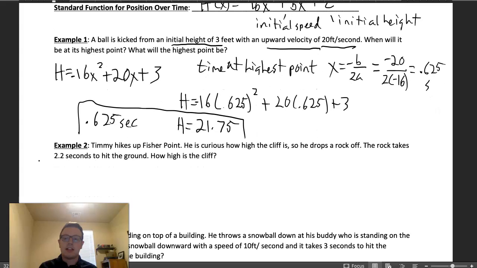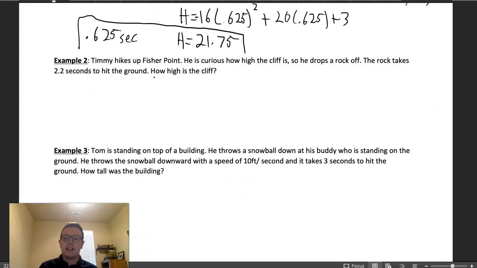The second problem is a little bit harder. Now we have Timmy hiking up to Fisher Point. He's curious how high the cliff is, so he drops a rock off. The rock takes 2.2 seconds to hit the ground. We're trying to figure out how high the cliff is.